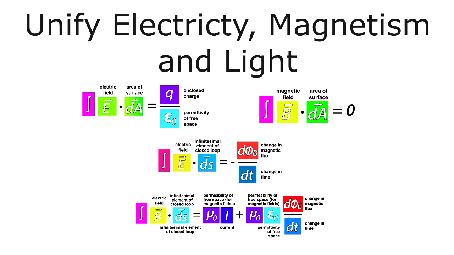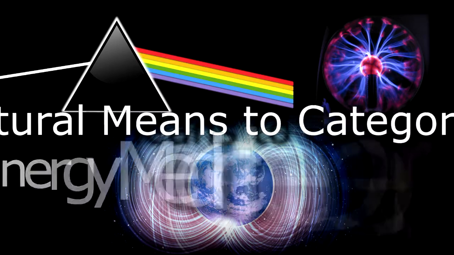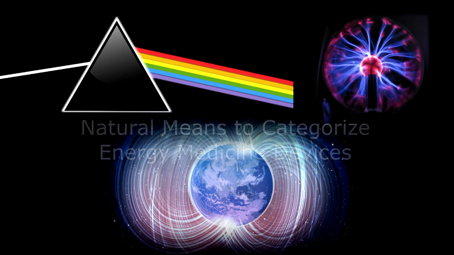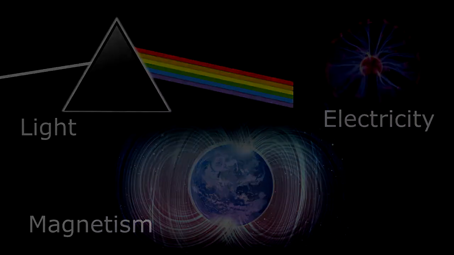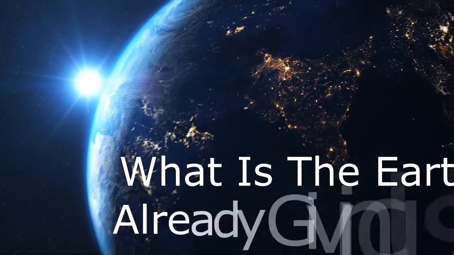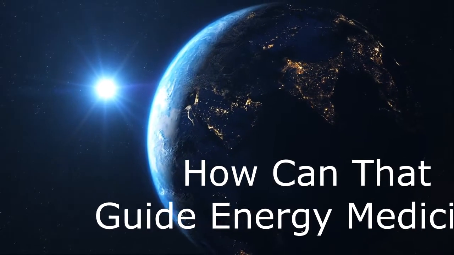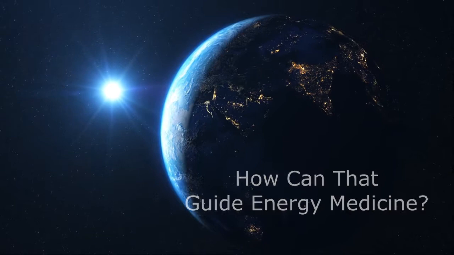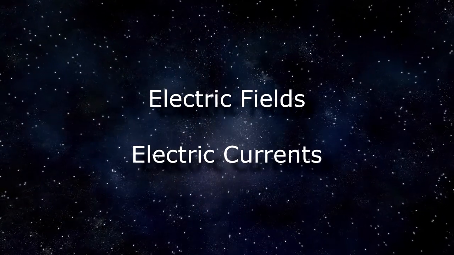While Maxwell's equations do in fact unify electricity, magnetism, and light, it must be emphasized that these are very different forms of energy and provide a natural way to categorize different energy medicine devices. So we're going to look at each of these briefly, just to summarize the different types of forces, and then we're going to look at what the Earth is giving us in relation to these types of energies, and we're going to use that as a guiding principle to see what we really want and need in an energy medicine device. Let's start with electric fields and electric currents.